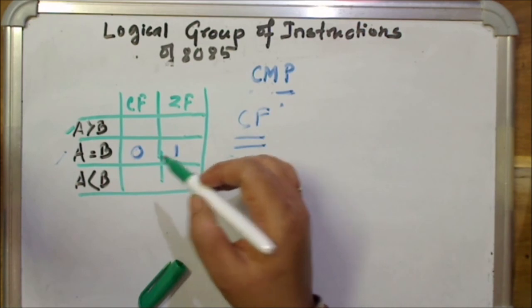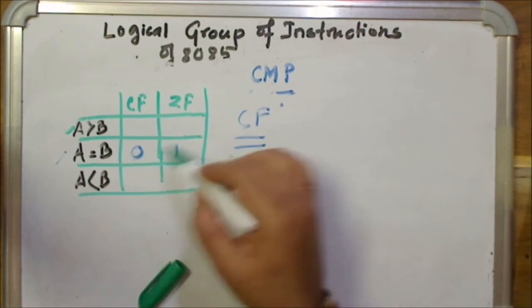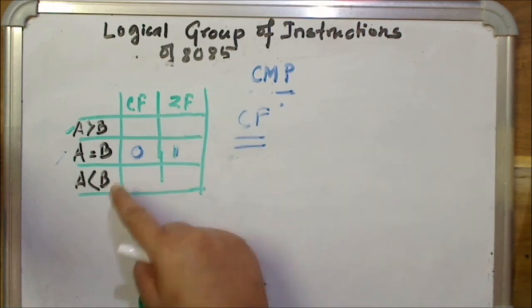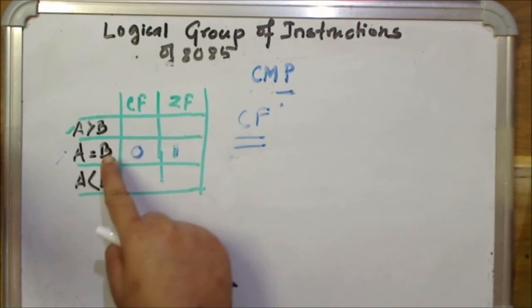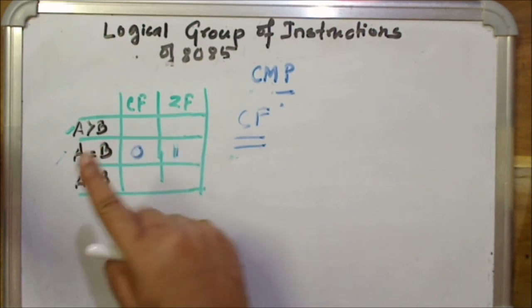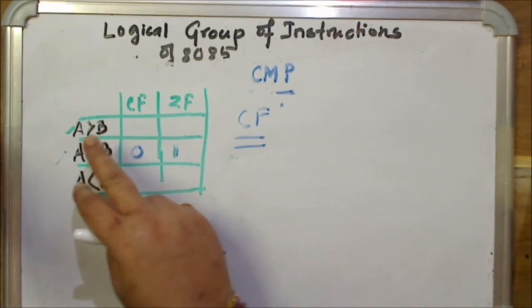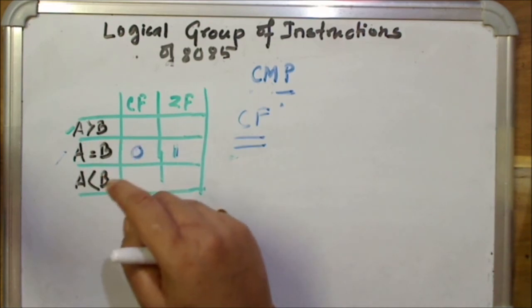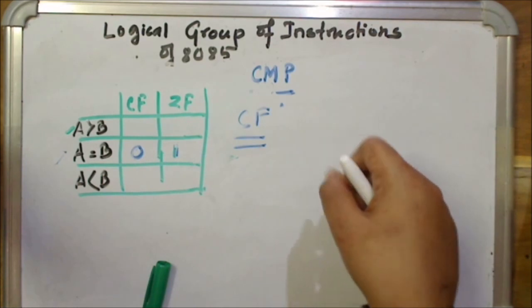Just to understand whether the number is greater or smaller, you have to check the carry flag. I have already told you that if the zero flag is 1, you don't have to check the other two conditions. Simply you can conclude that both the numbers are equal. But if the zero flag is 0, that means there are two conditions left: A may be greater than B or A may be less than B. So you need to check the carry flag for that.